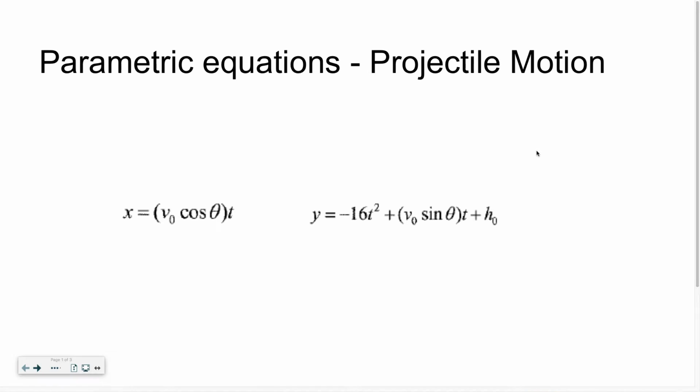So when we talk about projectile motion, we are talking about an object that we're going to throw in the air at an angle with some velocity. Well, in order to get it in the air, it has to have some velocity, right? So we are going to write this parametrically.